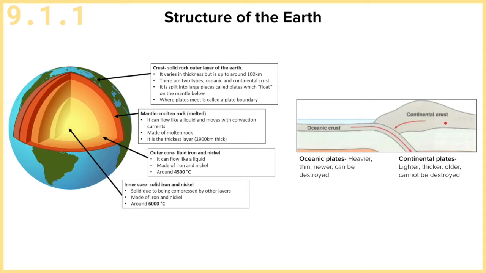So that's lighter, but it is a lot thicker. Now there are other unique elements about both of these plates. Oceanic crust can be destroyed and it can be made. And the reason for that is that because it's denser, it can be forced underneath the continental plate. It goes underneath because it's heavier. And when it does, it's going to go down into the mantle. Well, the mantle is really hot and it'll melt this plate, so it gets destroyed.